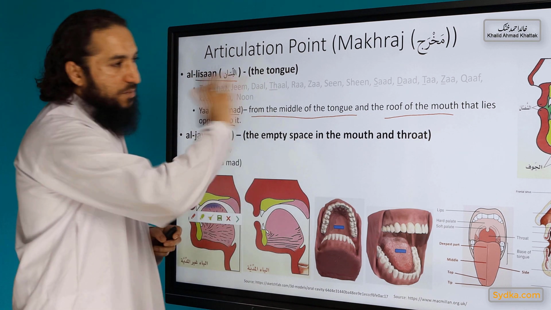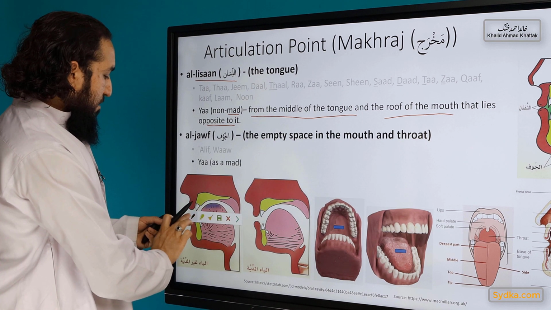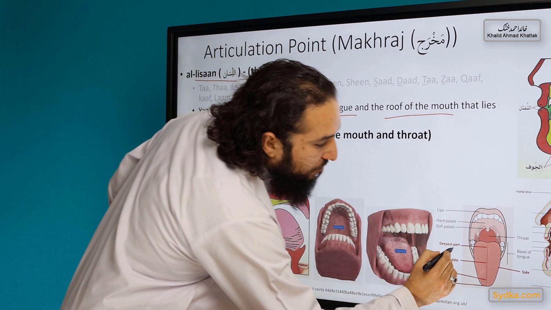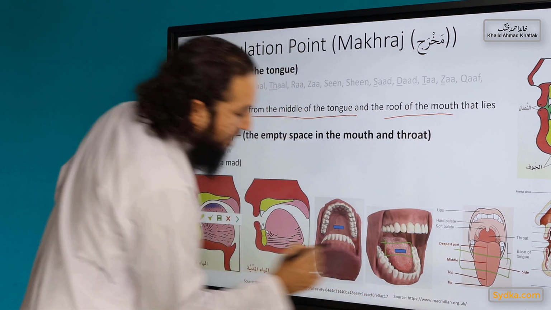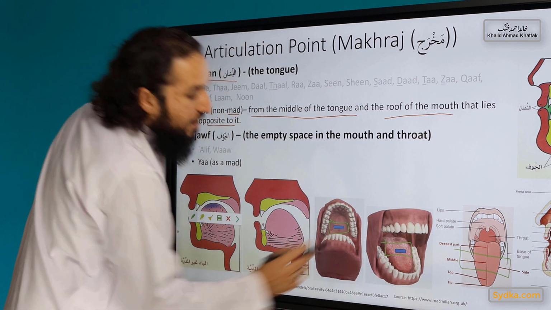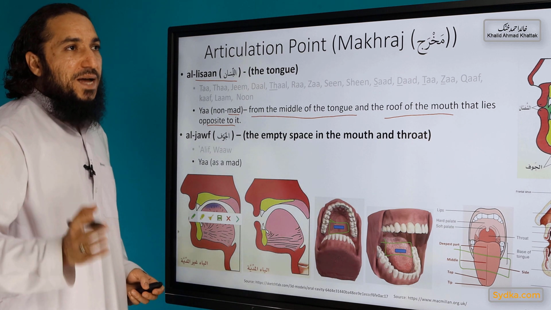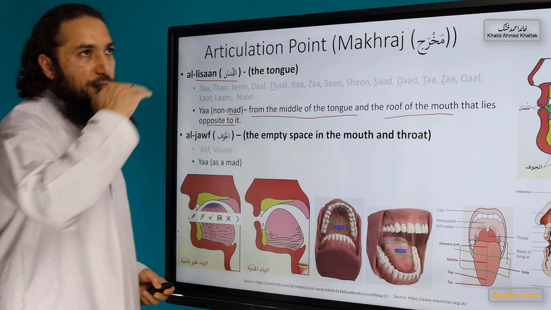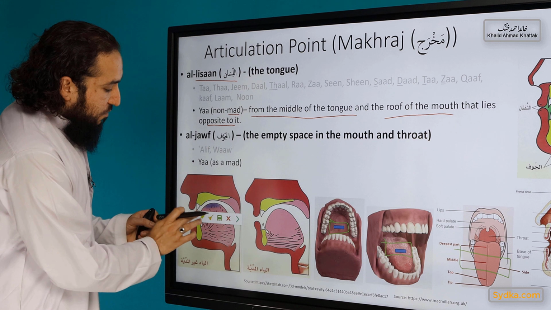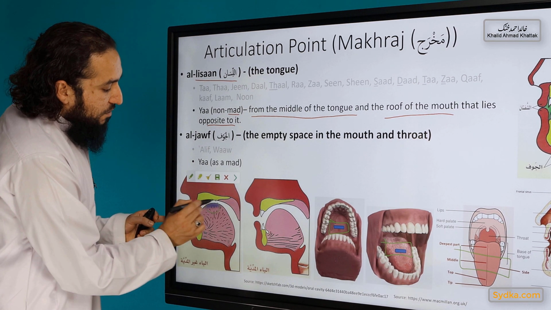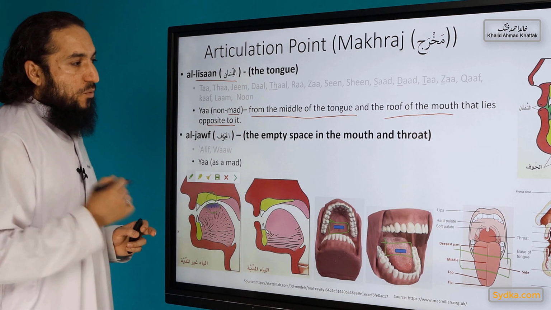Okay, so let me explain the top part first. So this is the middle, make it green. That's the middle of the tongue, and what lies opposite to that. So that's when we are pronouncing ya as a consonant, not a vowel. For example, ya. The middle of the tongue touches the roof of the mouth that is opposite to the middle of the tongue. See here as well. That's the middle of the tongue and opposite to that the roof of the mouth. So ya when it is a consonant.